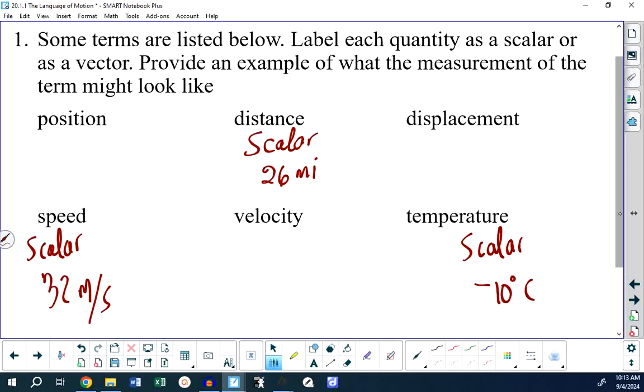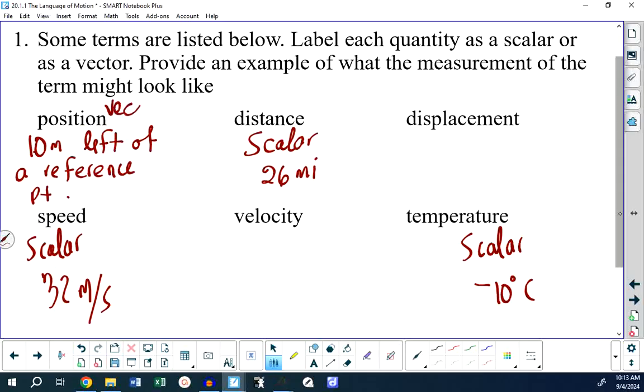If you say your position is 10 meters, I have questions for you then. 10 meters where? 10 meters to the left of a doorway? 10 meters above the surface of the earth? So position, I'll say 10 meters left of, and I'm going to have to state a reference point here. This makes it a vector. And I'm using to the left for a reason.